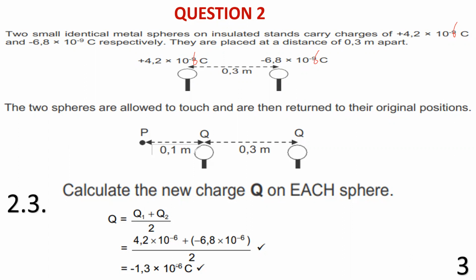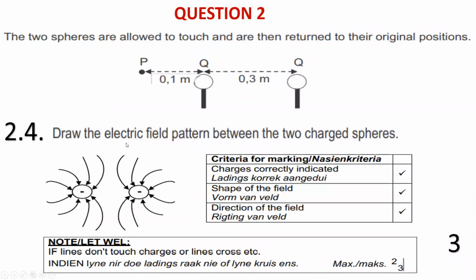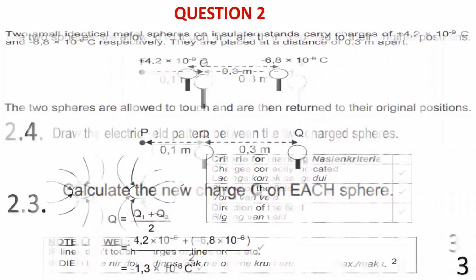You are getting a new charge after they touch each other. It means they are sharing the total charge. You are just adding the charges and then dividing by 2, getting the new charge. Let's continue. Now they're asking you to draw... sorry, directly we go to the question.